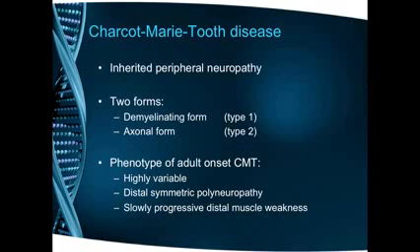Charcot-Marie-Tooth, as you know, is an inherited peripheral neuropathy. There are 2 forms. There is the form that affects the glia-derived myelin, and then there's the form that affects the nerve axons. And if you have adult onset Charcot-Marie-Tooth, then it's very variable. You have a distal symmetric polyneuropathy and atrophy of the peroneal nerve and progressive muscle weakness, especially distally.